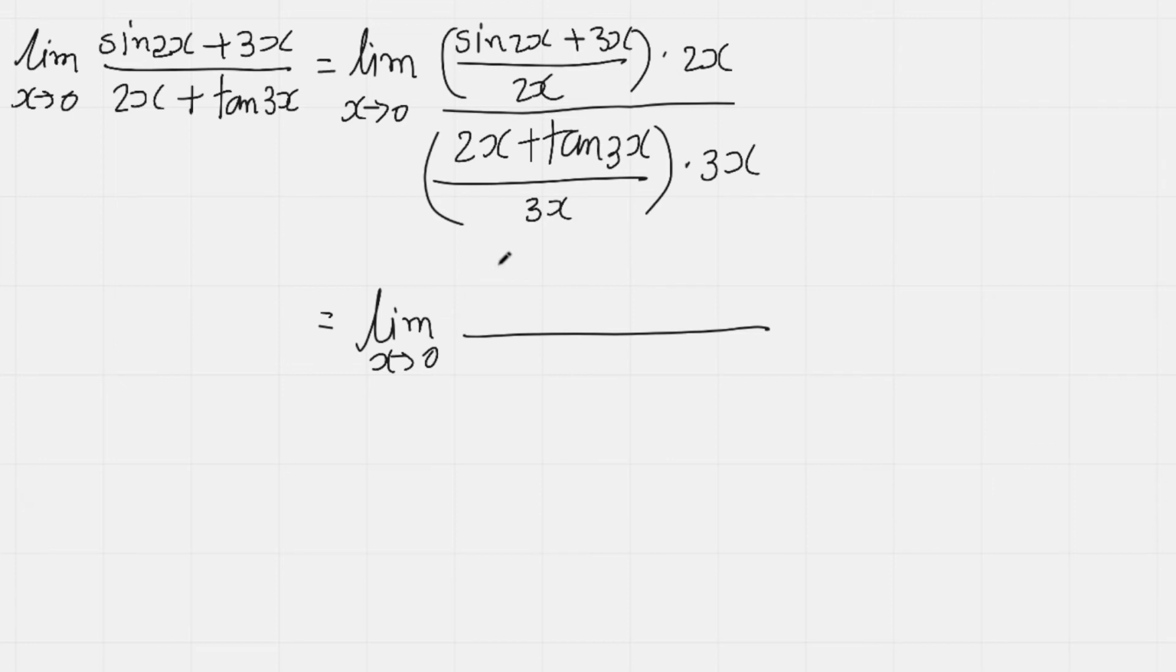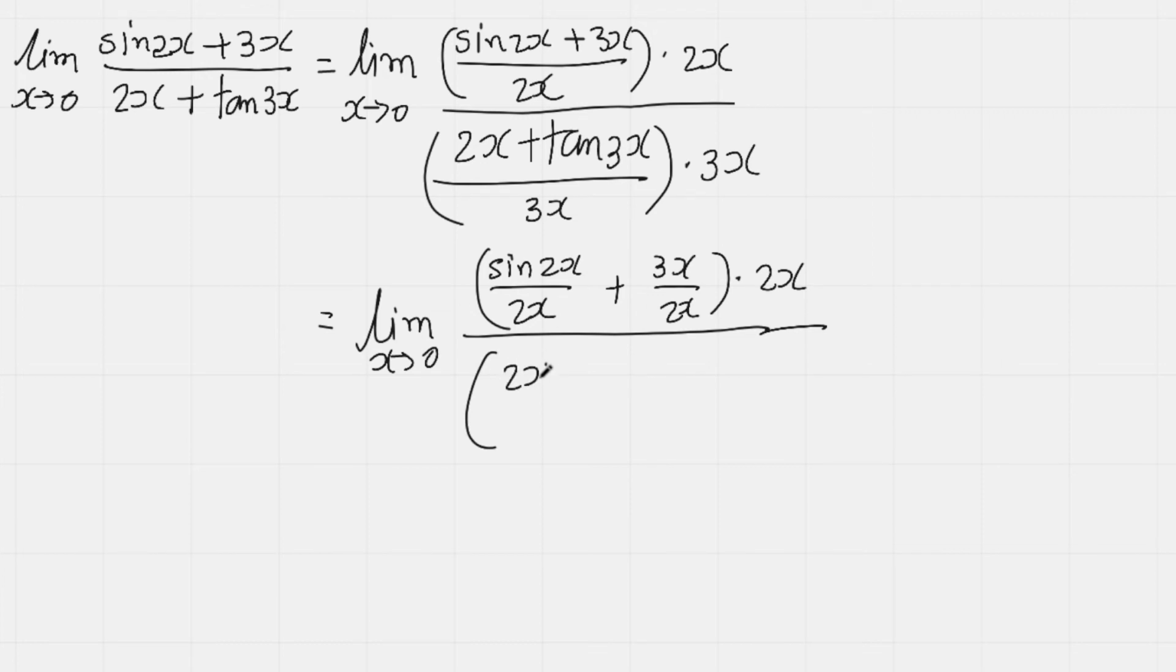Now let us write the numerator separately for both the terms. So in the numerator we will have sine 2x divided by 2x plus 3x over 2x, multiplied by 2x as it is, and also write the denominator separately for 2x plus tan 3x. So in the denominator we will get 2x divided by 3x plus tan 3x divided by 3x, into 3x as it is.